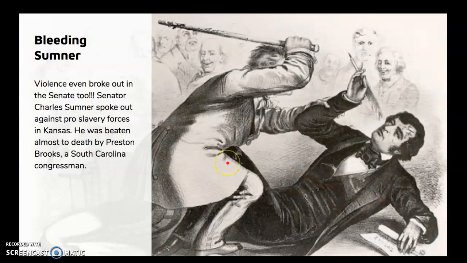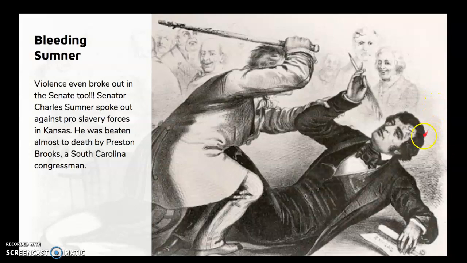So, Bleeding Sumner. This is another incident of violence. This was from the first slide of this presentation. So violence even broke out in the Senate too. Senator Charles Sumner, this is Charles Sumner on the ground right here, he's from Massachusetts, spoke out against pro-slavery forces in Kansas. And he was beaten almost to death by Preston Brooks, that's this guy, who is a congressman from South Carolina.